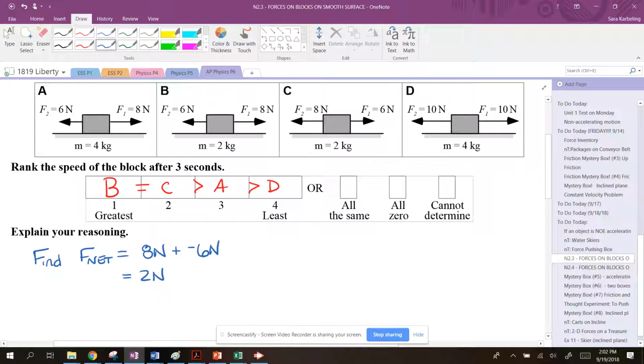So once I've found the net force, what do I do with that? I'm going to divide it by the mass. So I'm going to take the F net and divide it by the mass, which will tell me the acceleration. So for example, in A, I've got 2 newtons divided by 4 kilograms, which gives me what? 1/2 what? Meter per second squared. Acceleration is going to be meter per second squared. Okay, am I done?